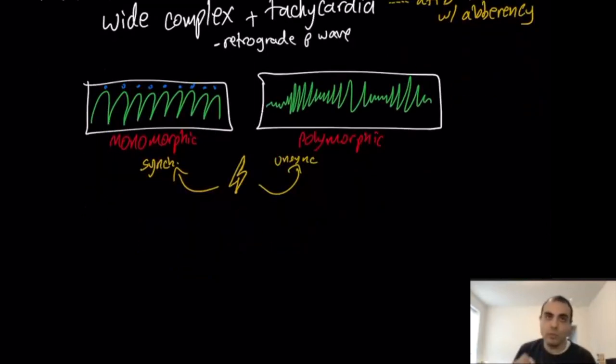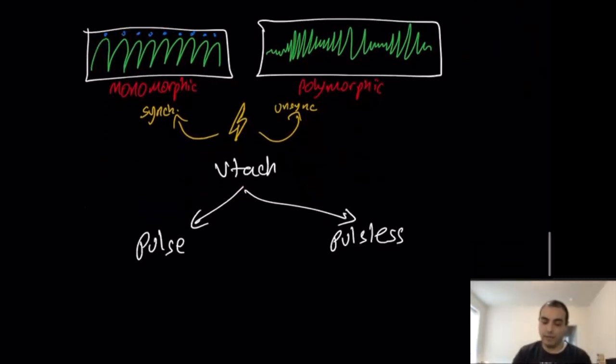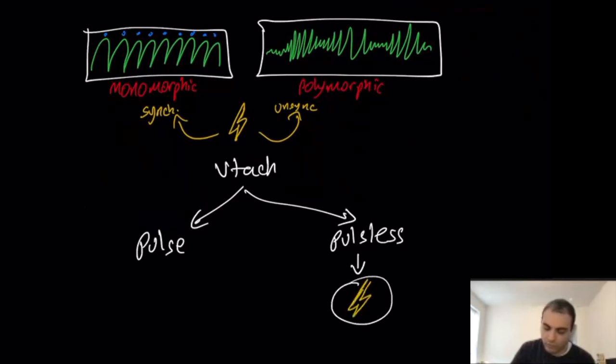The most important thing, once you diagnose Vtec, before you even think about anything else, is to go assess the patient and see, is there a pulse or is the patient pulseless? If it's pulseless, then what do you do? CPR, and you shock. And then you call a code blue for this patient.